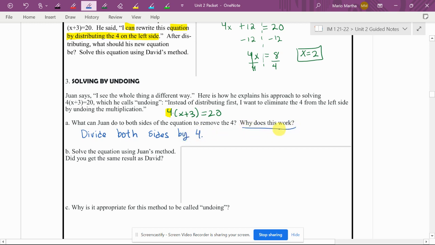And again, why does this work? Because the inverse of multiplication is division.